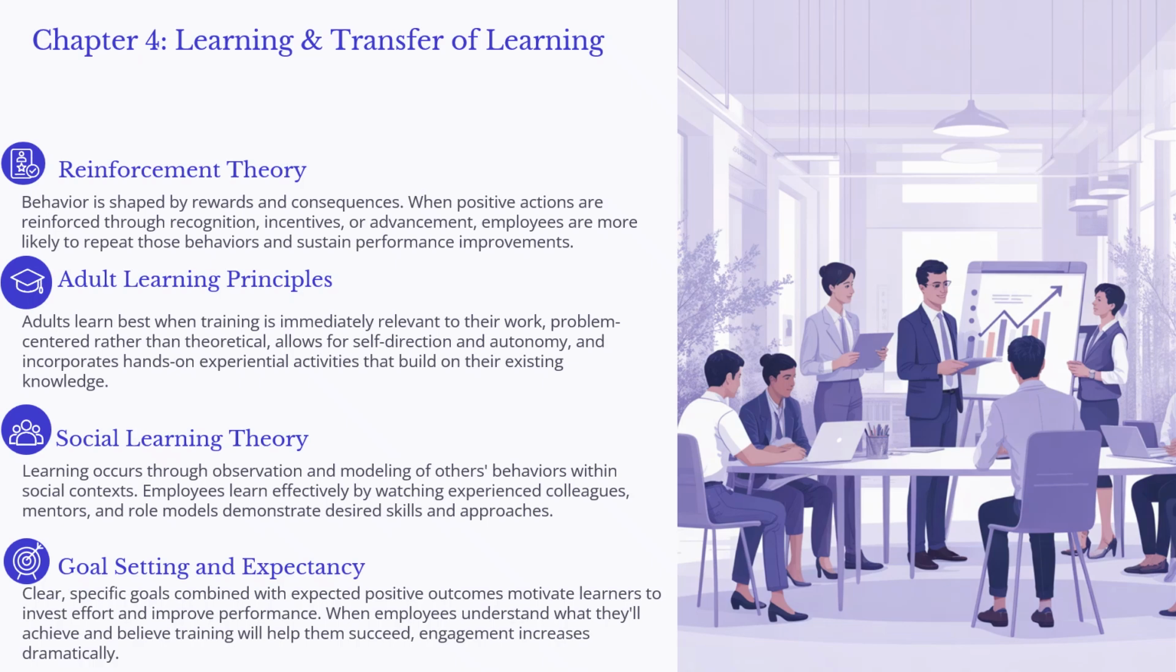And finally, goal setting and expectancy. When you give someone clear, specific goals combined with expected positive outcomes, this motivates learners to invest effort and improve performance. When employees understand what they'll achieve and believe training will help them succeed, the engagement increases dramatically. Now, these are the 4 theories and principles specifically around learning and the transfer of learning.